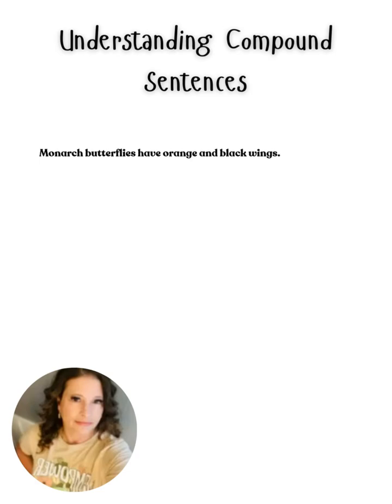The first example that we have here, the sentence says, monarch butterflies have orange and black wings. First, let's identify the subject and the predicate. Remember, the subject is the who or the what, and the predicate is what they are doing. You got it. The subject is the monarch butterflies, and the predicate is have orange and black wings.